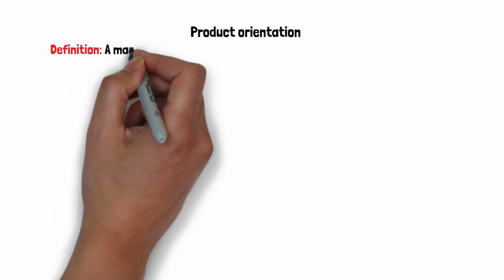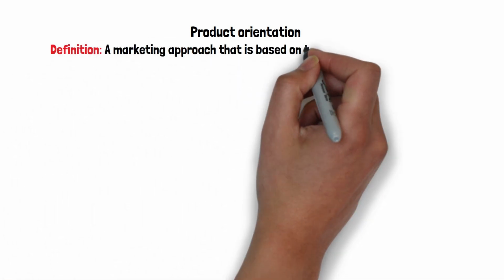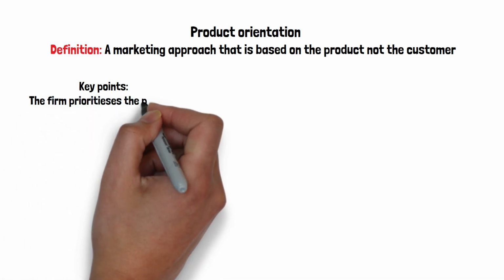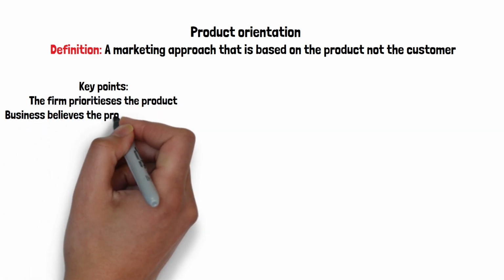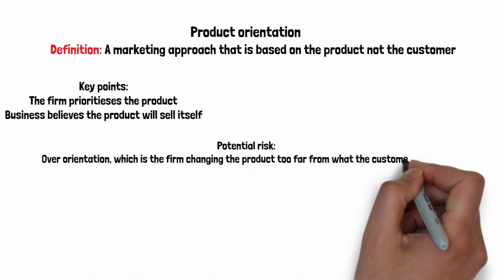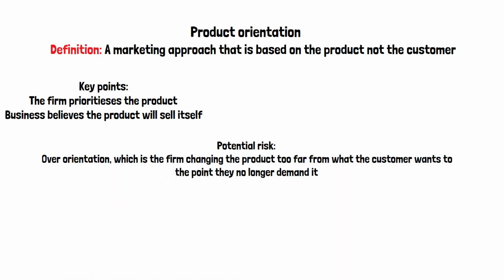Well, it can be defined as a marketing approach that is based on the product, not the customer. This means the firm prioritizes the product and the business believes the product will sell itself. An issue with product orientation is over-orientation, which is when the firm changes the product too far from what the customer wants to the point they no longer want it.